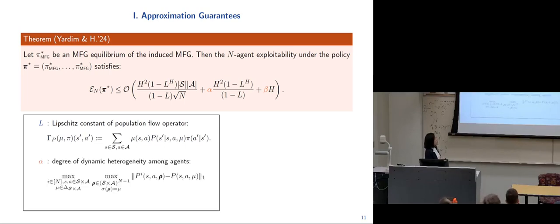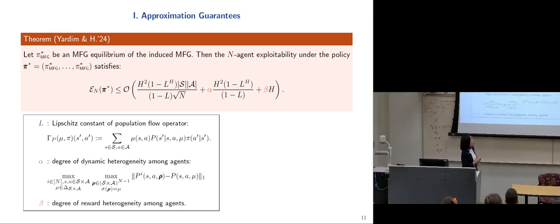The second term corresponds to the approximation error due to the dynamic heterogeneity among the agents. This constant alpha characterizes the degree of dynamic heterogeneity, and is defined as the maximum L1 norm discrepancy between the individual state dynamics P_i and the constructed mean field dynamics P. If agents are all symmetric, then alpha is equal to 0, and if they are roughly symmetric, then alpha will be small. As you can see, this term has the same dependence on H and L as the first term.